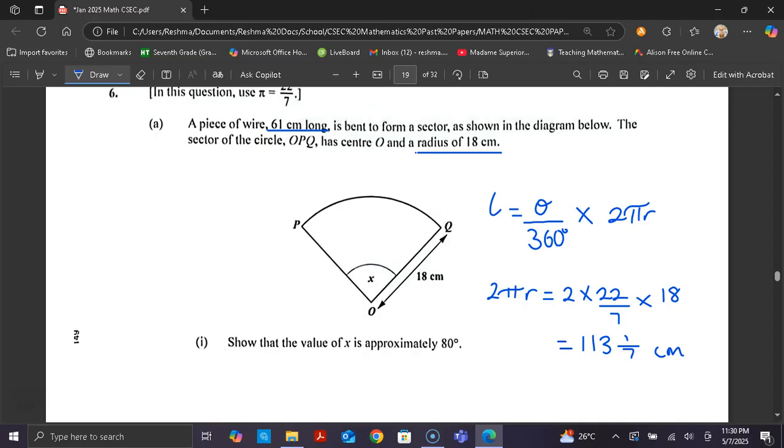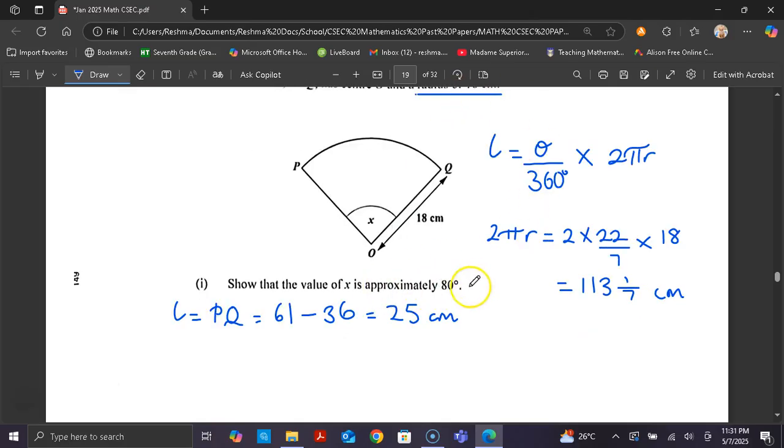If the piece of wire is 61 centimeters long, that includes the two radii, OP and OQ. So therefore, we can find the missing piece, which is the length of the arc, PQ. The length of the arc PQ would be 61 minus the two radii, which add up to 18 by 2, 36. So 61 take away 36 gives 25 centimeters.